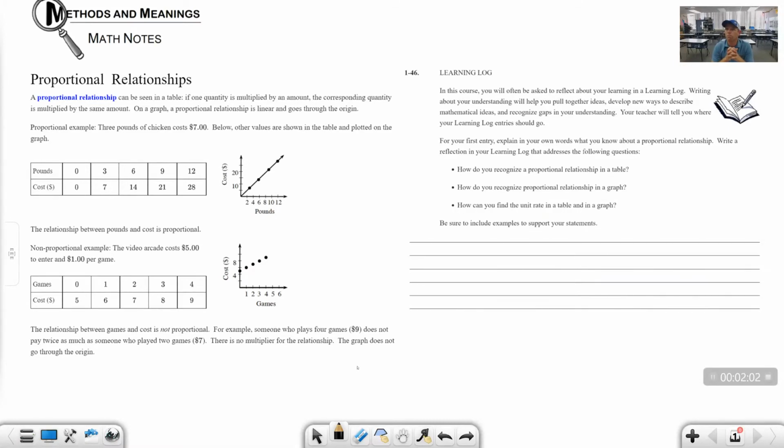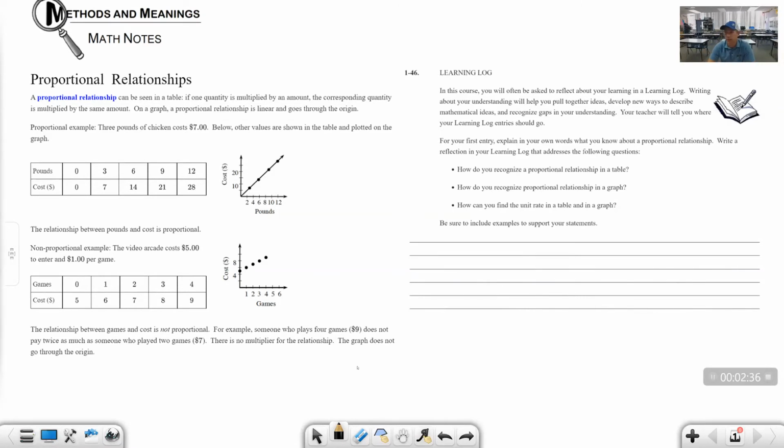So, problem 1-46, learning log. In this course, you will often be asked to reflect about your learning in a learning log. Writing about your understanding will help you pull together ideas, develop new ways to describe mathematical ideas, and recognize gaps in your understanding. Your teacher will tell you where to write learning log entries. I gave you space below. Your first entry: explain in your own words what you know about a proportional relationship. Write a reflection in your learning log that addresses the following questions.